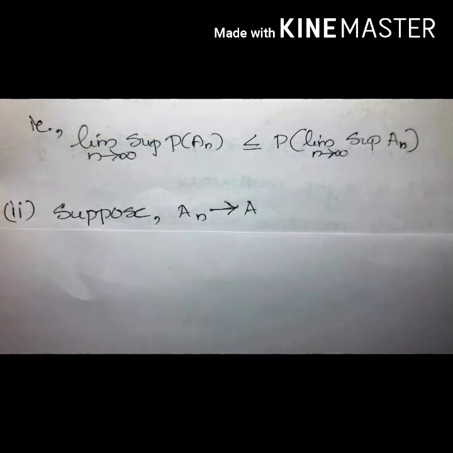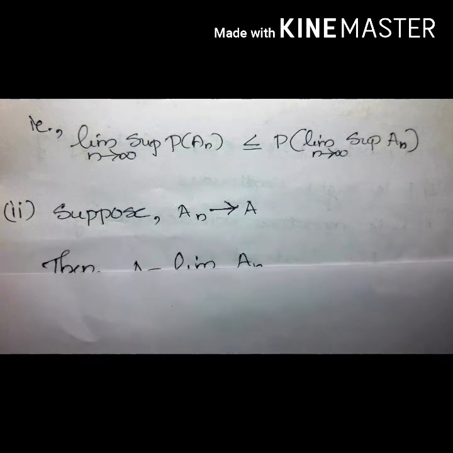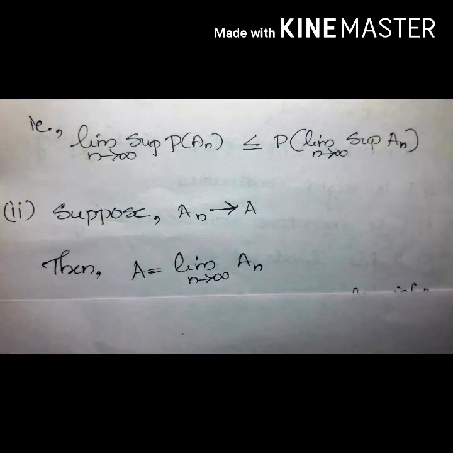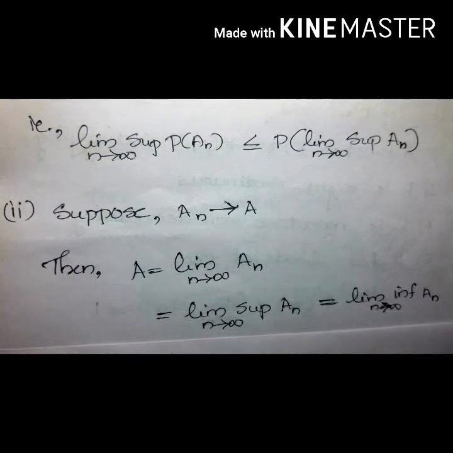That is, limit as n tends to infinity of supremum p of an is less than or equal to p of limit as n tends to infinity of supremum an. Now we want to prove the second property, that is for any an. Suppose an converges to a, then we can write a equal to limit as n tends to infinity of an. If the limit exists, then limit supremum and limit infimum are equal to that limit. Therefore we can write it's equal to limit supremum an and that is equal to limit infimum an.